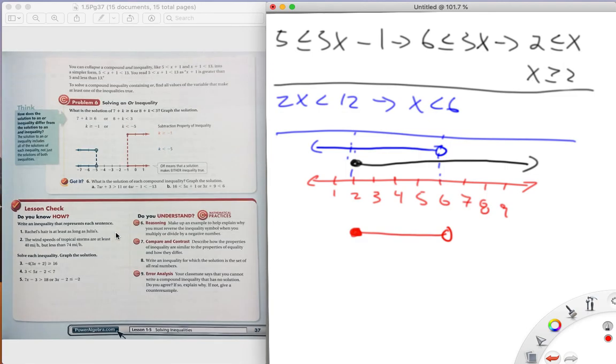Alright, solving an OR inequality. So these are examples of AND inequalities. So remember, AND is where they intersect.